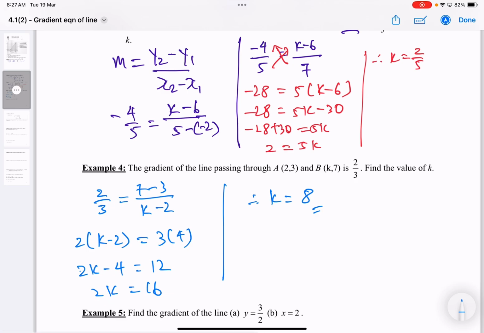E-math, you cannot fail. Because if you fail, you cannot go poly. Every year the C4 class, the triple science class, always got one person fail. For the last 5 years, I checked. I don't know why I always got one person fail E-math. You guys are not supposed to have any failures.